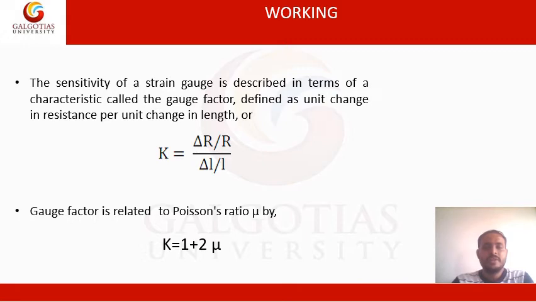The gauge factor for metallic strain gauges varies in the range of 1.8 to 2.6. However, for semiconductor type strain gauges, it has a very large gauge factor value in the range of 100 to 150. This is basically attained due to the dominant piezoresistive property of the semiconductor.